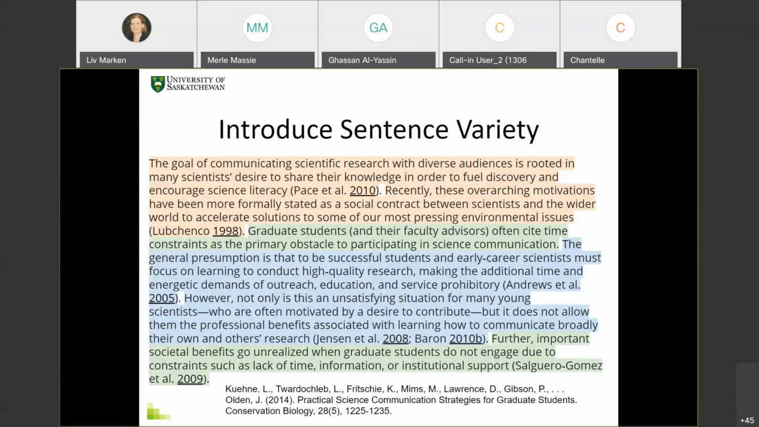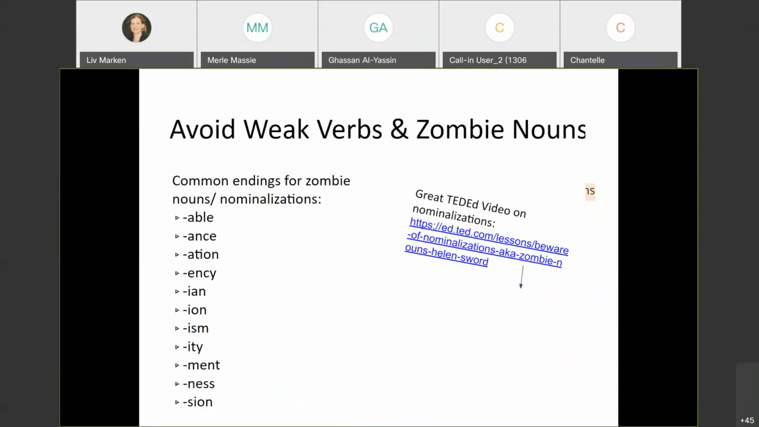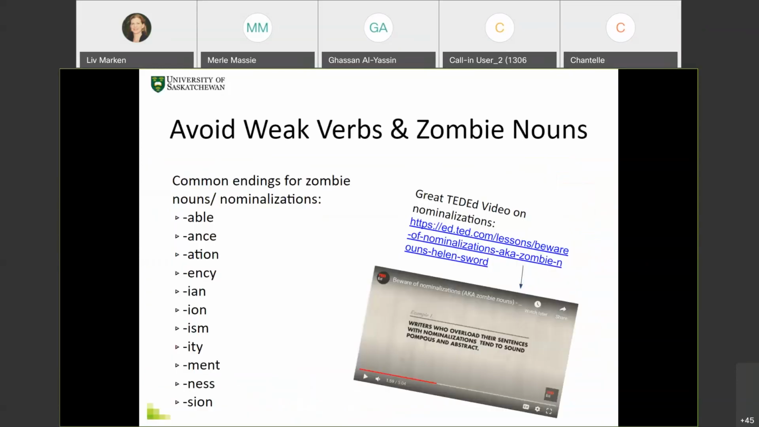We have shorter sentences with the green and long sentences with the blue. So we're not going to read through that. But the third thing I was going to talk about is zombie nouns.